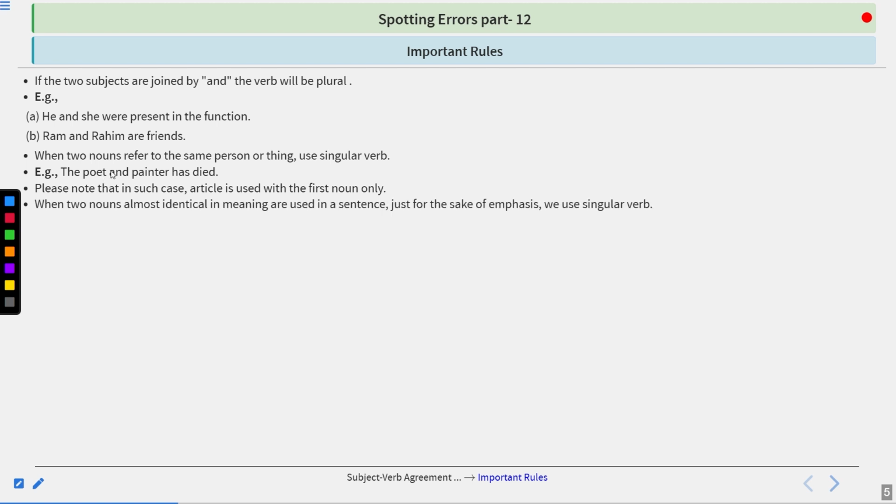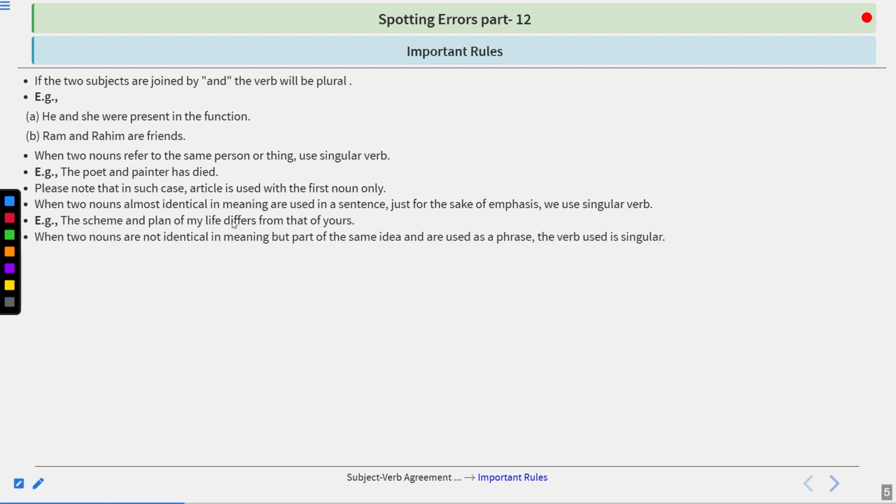When two nouns almost identical in meaning are used in a sentence just for the sake of emphasis, we use singular verb. Example, the scheme and plan of my life differs from that of yours. So here, scheme and plan, two nouns are here, and these are identical in meaning. That's why we have used singular verb here, differs. Not the plural one, differ. I hope you have understood.